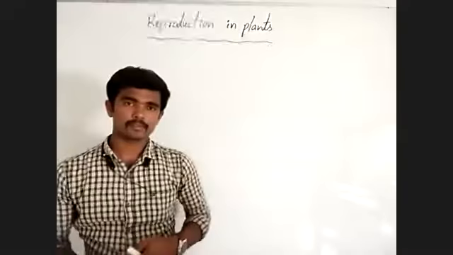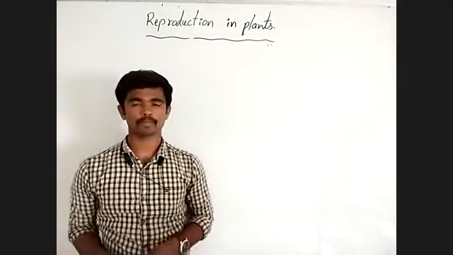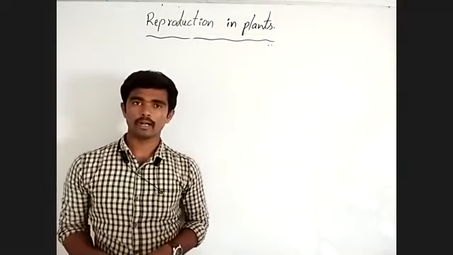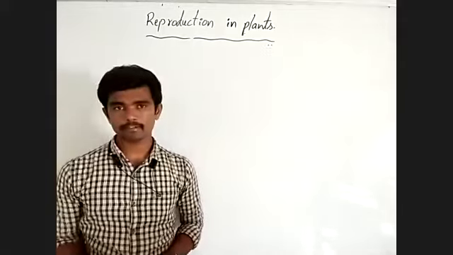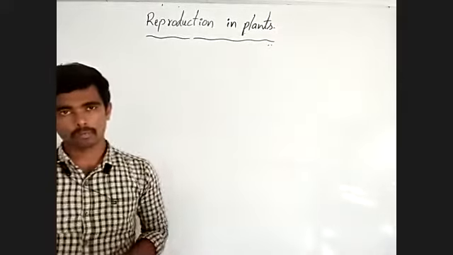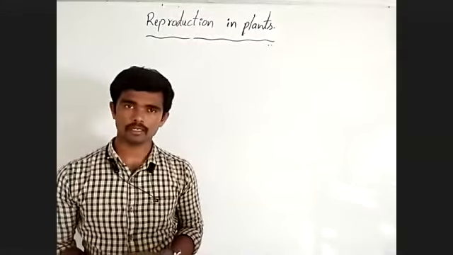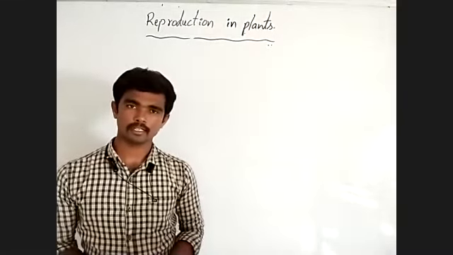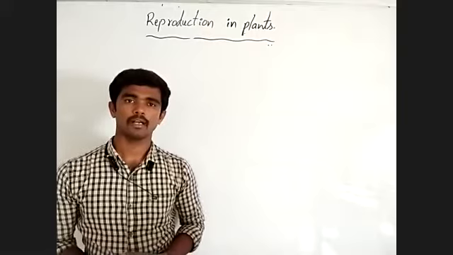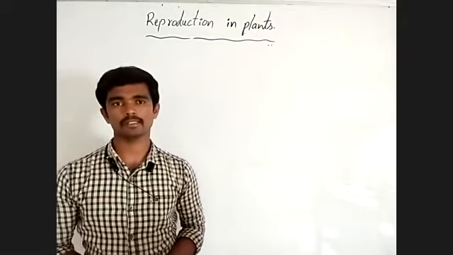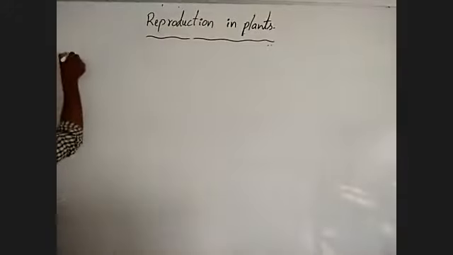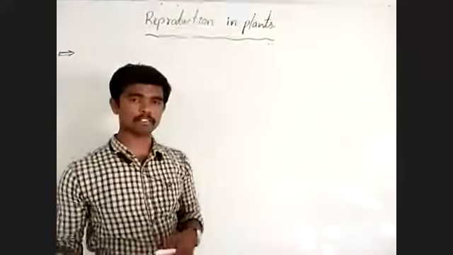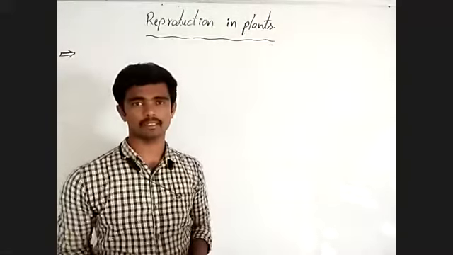In last classes, we discussed some types of vegetative propagation, like runner, stolon, sucker, offset, bulbs, bulbils. Like this, we have discussed different types. Now, let us discuss some other types of natural vegetative propagation methods.